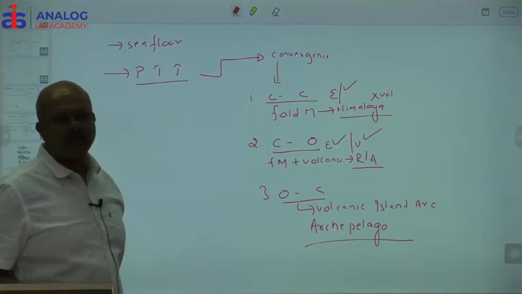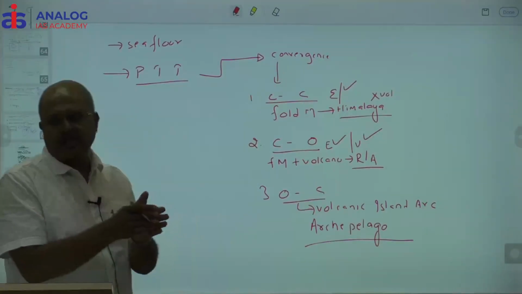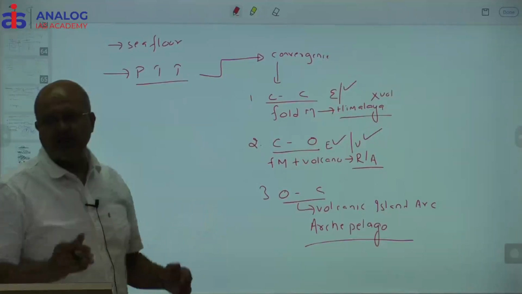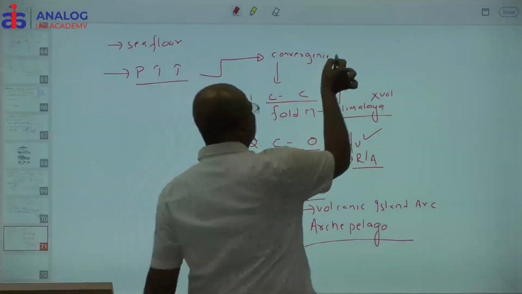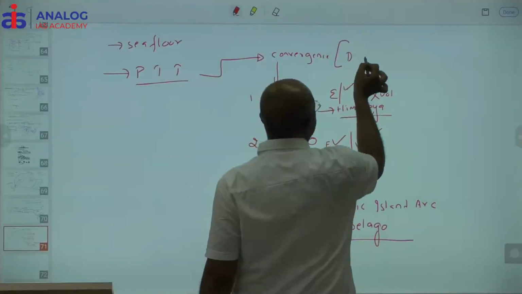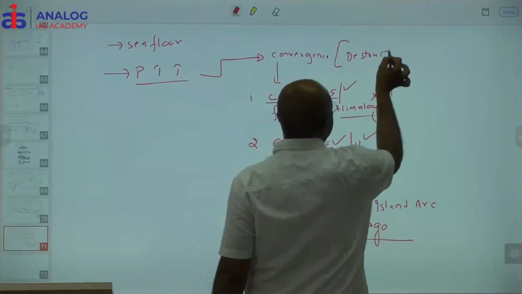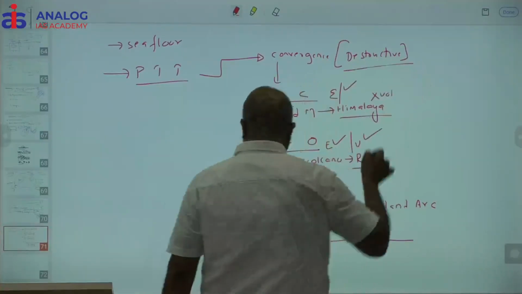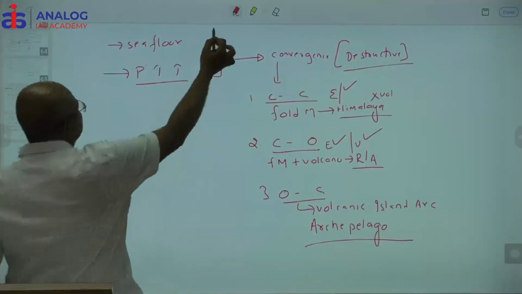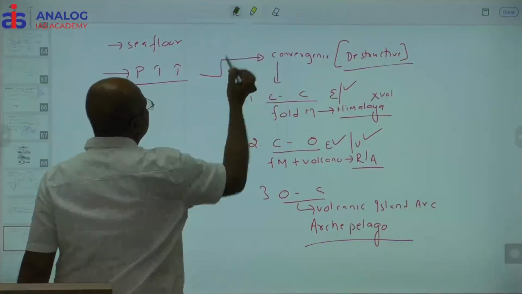Now convergence will always reduce the land. We refer to that as destructive in nature. So convergent plates are always destructive. Is that clear now?